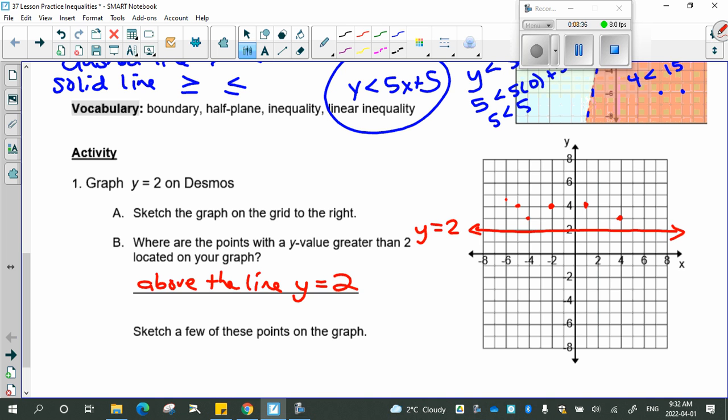Anything above here, it can be halfway. Anything above here has a greater y value than 2. Okay? Its y value is greater than 2. Anything up here. You can get really close, but not touching. Any of these points have a y value greater than 2. So it should make sense to us.